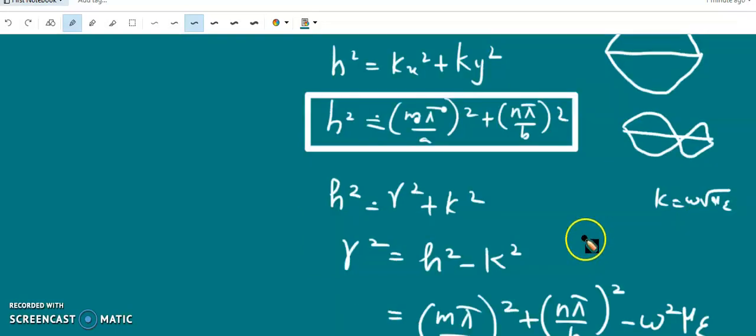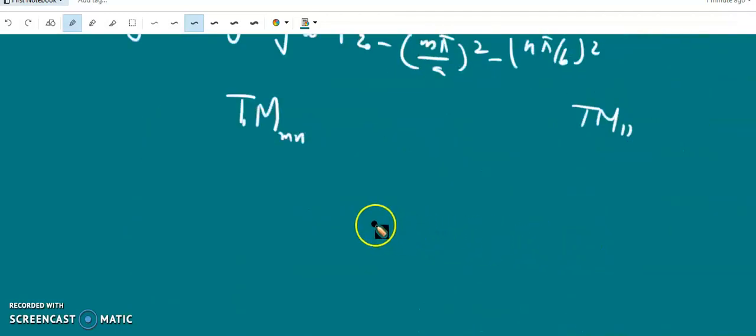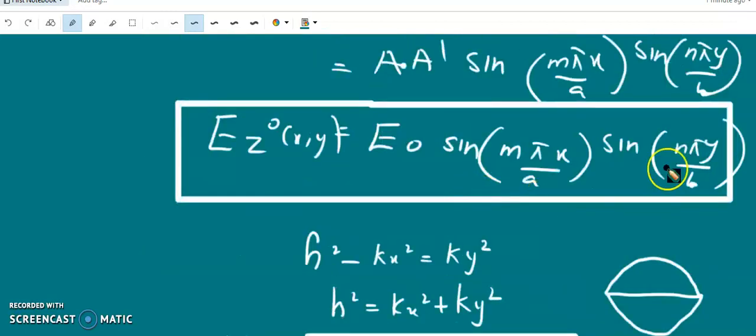So the first subscript m here denotes the number of half cycle variations of the field in the x direction, and n denotes the number of half cycle variations of the field in the y direction. So when n equal to 1 in the y direction, there is only one half cycle, and when n equal to 2, there are 2 half cycles, and like that.